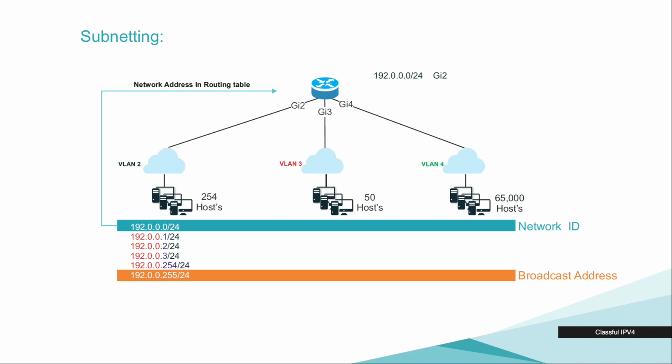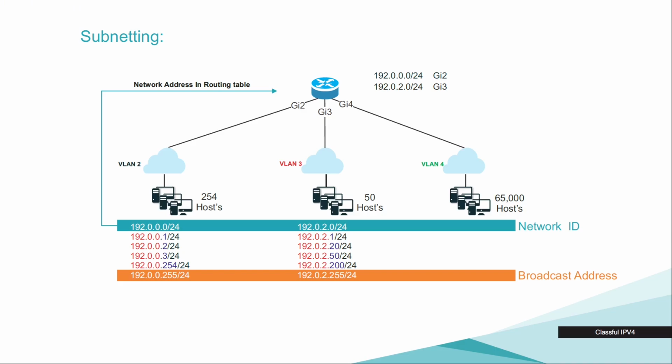Then we can assign to our devices any IP addresses in this range. So IP address .1, .2, .3 up to 254. The IP address 192.0.0.255 cannot also be assigned to any device because this is the broadcast address.